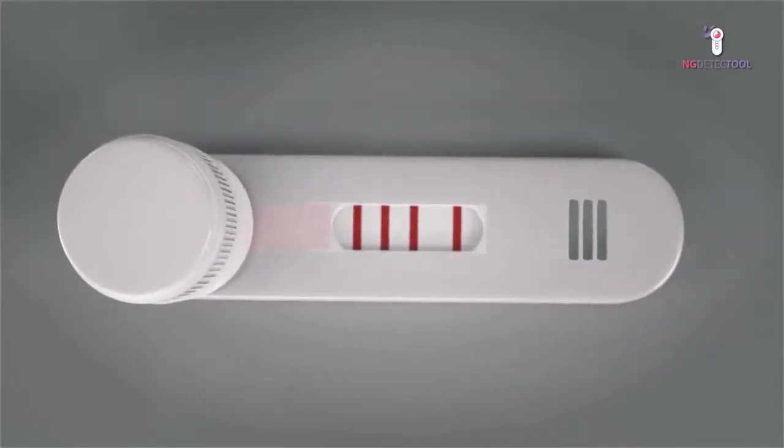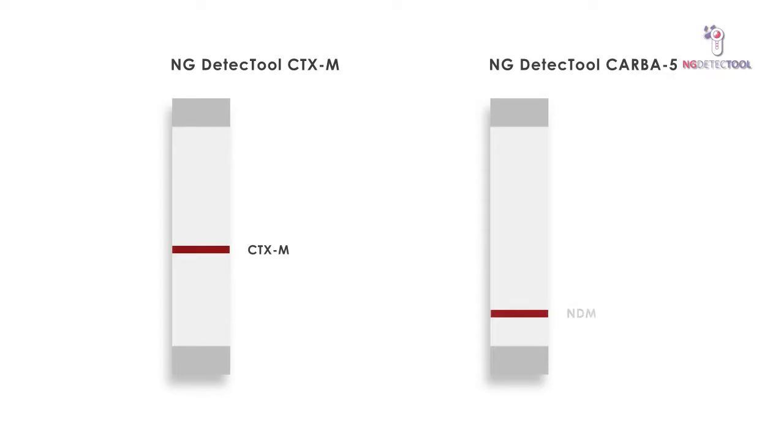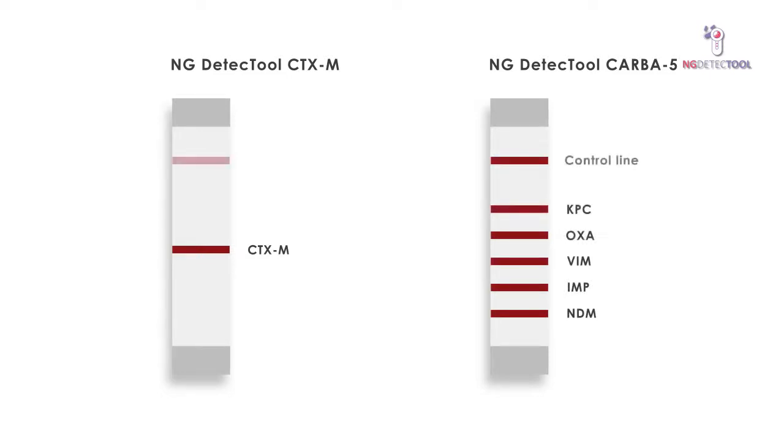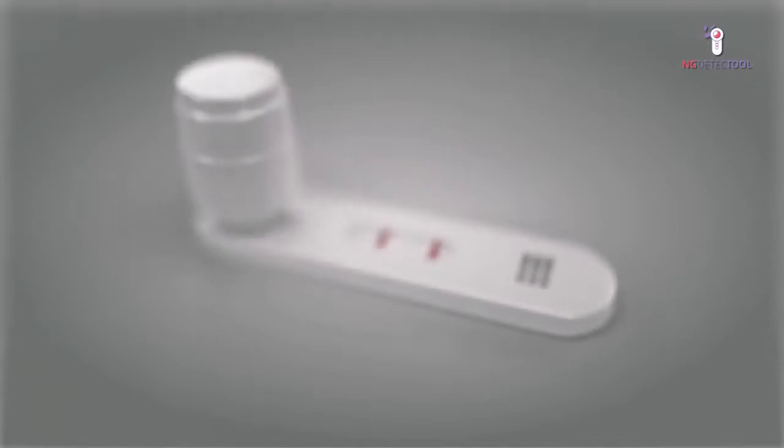The presence of an ESBL or carbapenemase in the sample tested will be detected simply by looking to see if a band appears in any of the test lines. For the AMR DetecTool CTX-M, a single test line will appear, whereas in the case of Carba5, 5 different bands can appear, corresponding to each of the carbapenemases tested. In both tests, a band corresponding to the control line will also appear, indicating that the test has worked properly. But what is happening during this process?